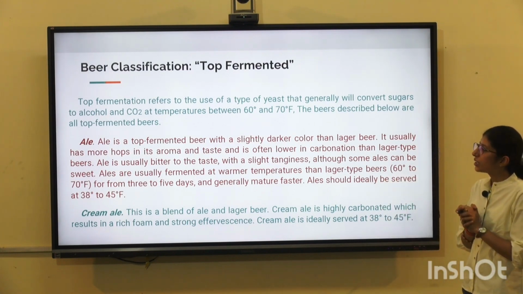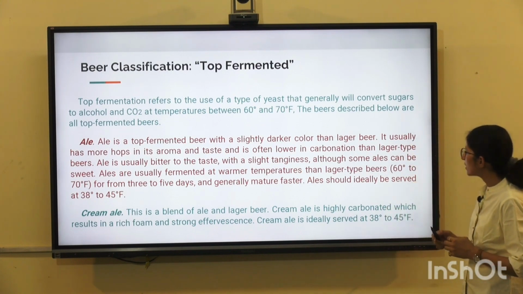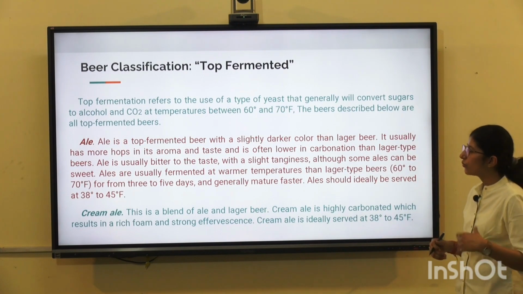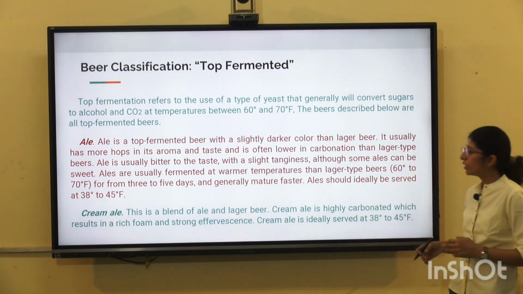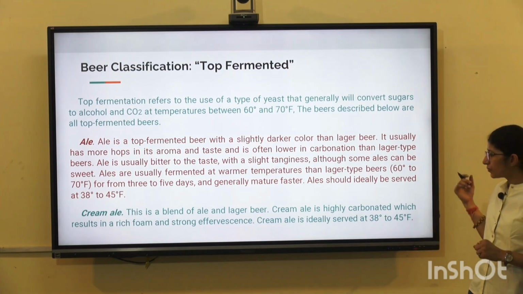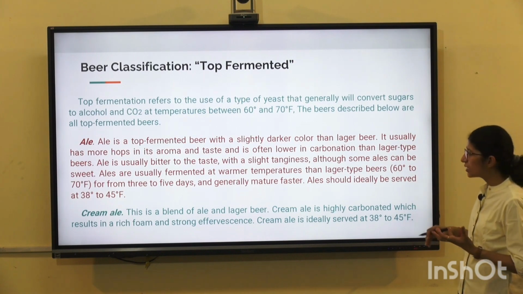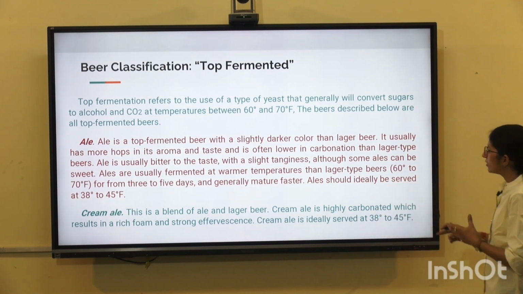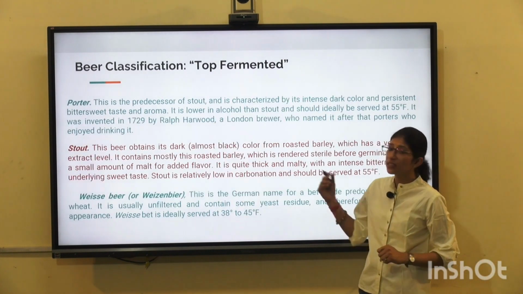But ales are usually fermented at a warmer temperature as compared to the lagers, with a temperature range of 60 to 70 degrees Fahrenheit over 3 to 5 days, and they generally mature faster and are served at 38 to 45 degrees Fahrenheit. Cream ale is a blend of lager and ale beers, with a higher rate of carbonation as compared to the other beers, a strong and rich effervescence, and it is usually served at 38 to 45 degrees.